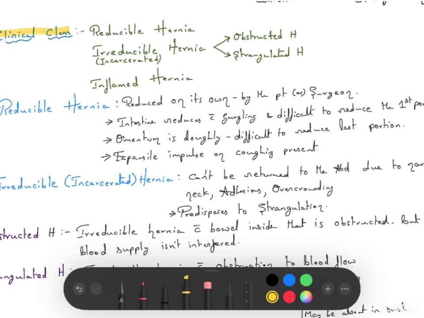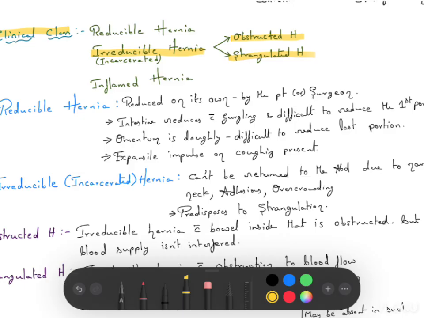So here reducible means the contents will return to the abdomen, so that we call a reducible hernia. Then we can see irreducible hernia, also known as incarcerated. This incarcerated hernia can't be reduced. In irreducible hernia we can see obstructed hernia. Obstructed hernia means bowel obstruction is present. Next we can see strangulated hernia, where the blood supply is compromised, and it's the most dangerous, because it becomes life threatening. Next we can see inflamed hernia.